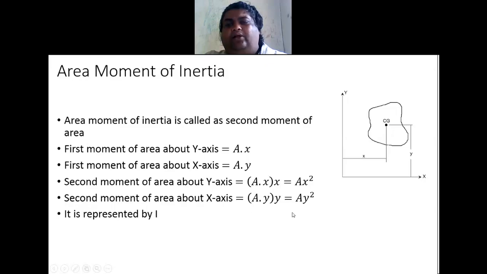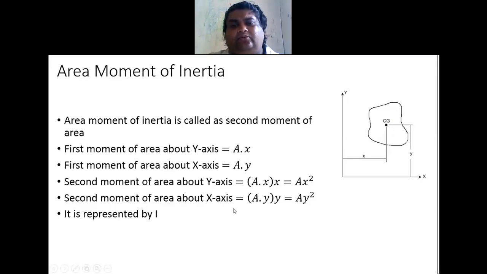Now, depending on which axis you are calculating the moment of inertia about, this is given a suffix. If you are talking about the neutral axis, we call it INA, moment of inertia about the neutral axis. If it is about the x-axis, then we call it IXX. If it is about the y-axis, it is called IYY. Like that.